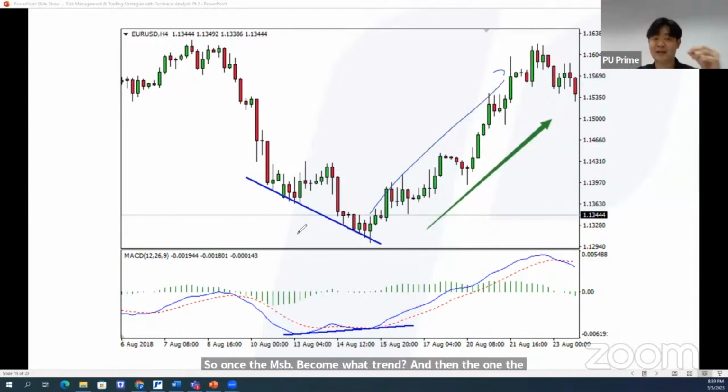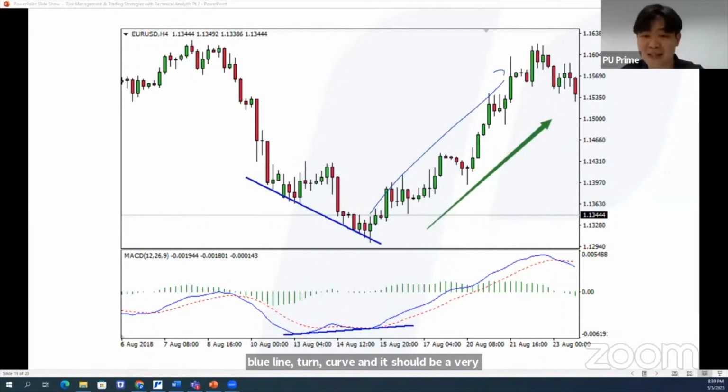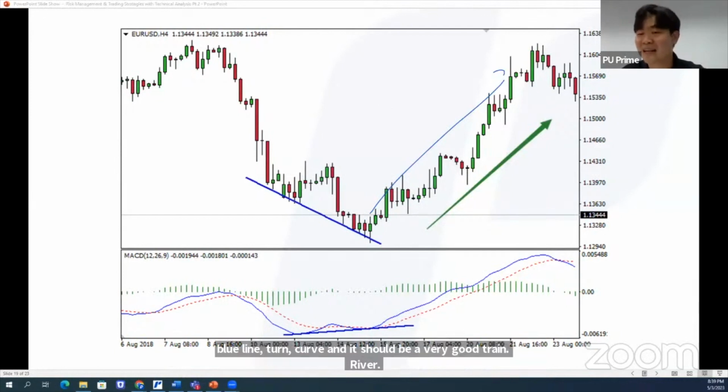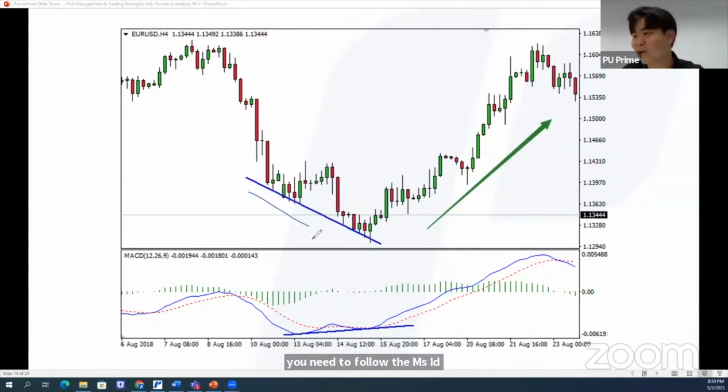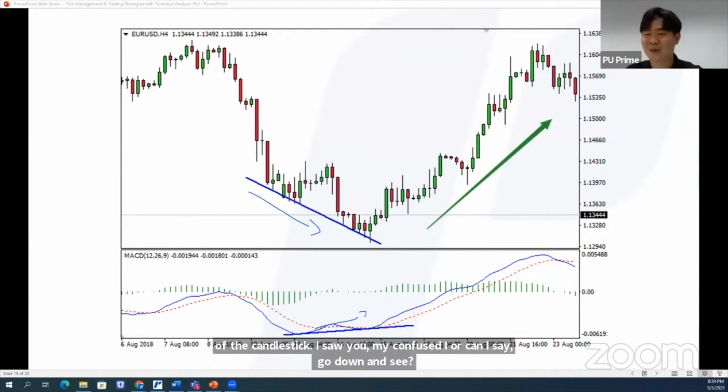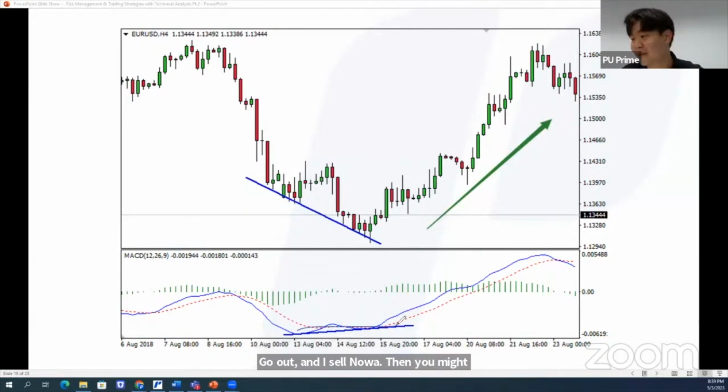You need to understand that you need to follow the MACD instead of the candlestick. Some of you might be confused: the candlestick goes down, MACD goes up, then I sell. No, then you might encounter losses. So better for you to focus on the MACD. Don't get confused. Once the MACD line is in an upward trend and the candlestick is in a downward trend, you follow the MACD. Once the MACD turns to curve, it should be going up already. Later, I will find some real life examples for you.